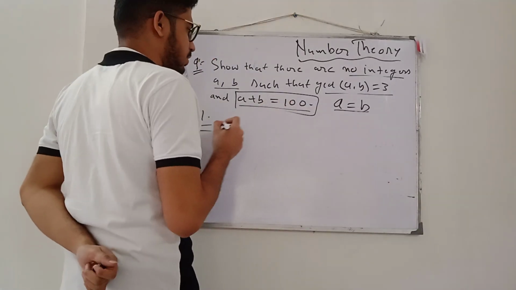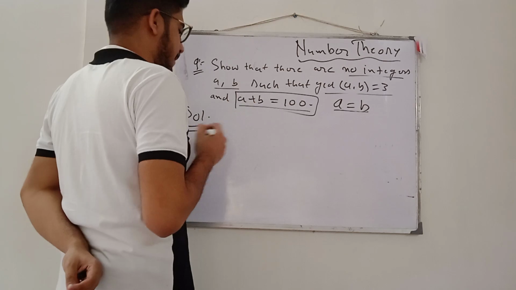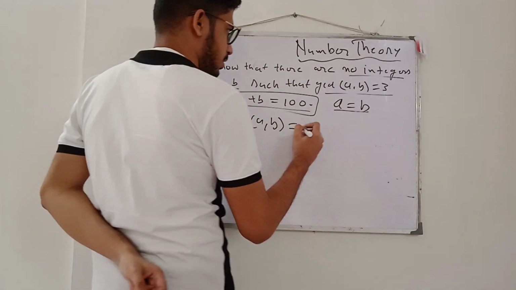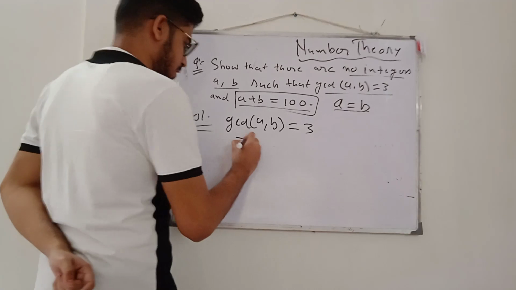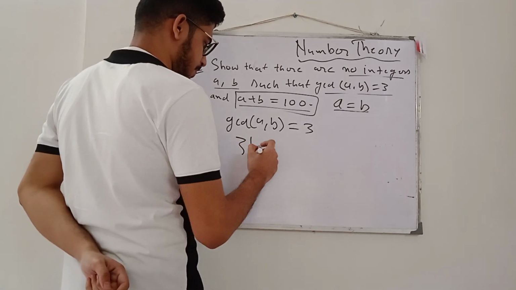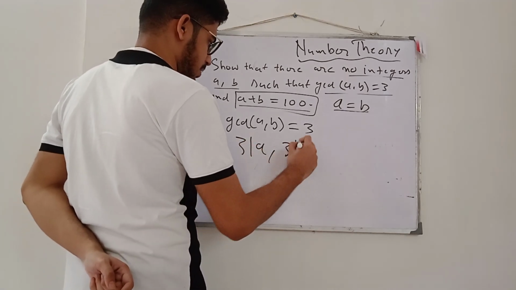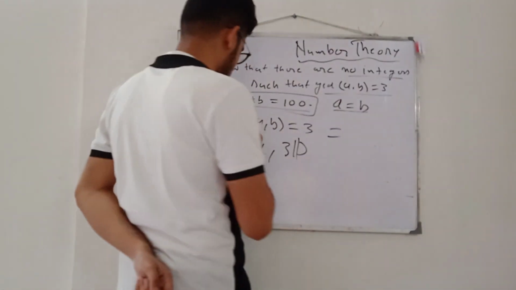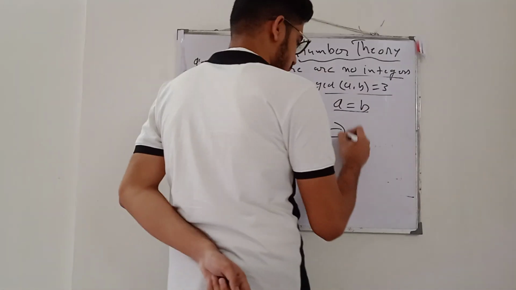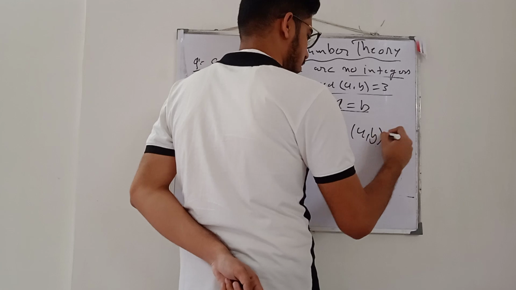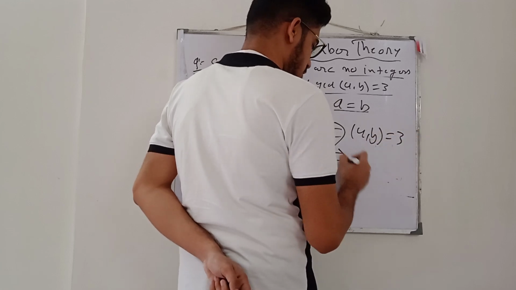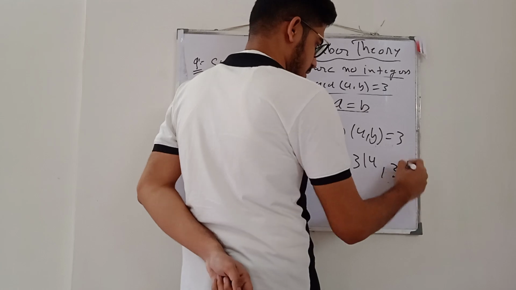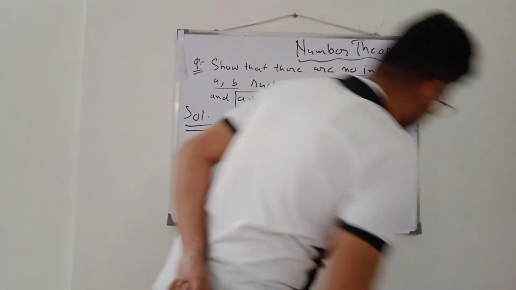Suppose A plus B is equal to 100, A is equal to B. GCD of A and B is equal to 3. That means 3 divides A, 3 divides B. If it says not GCD, suppose it is saying 3 divides A and 3 divides B, then also it will be 3 divides A and 3 divides B. I hope you understood.